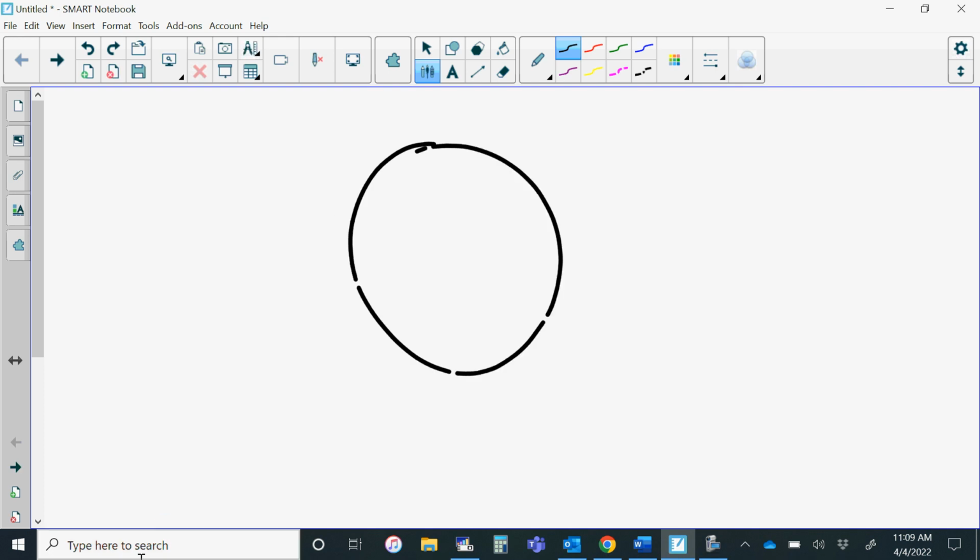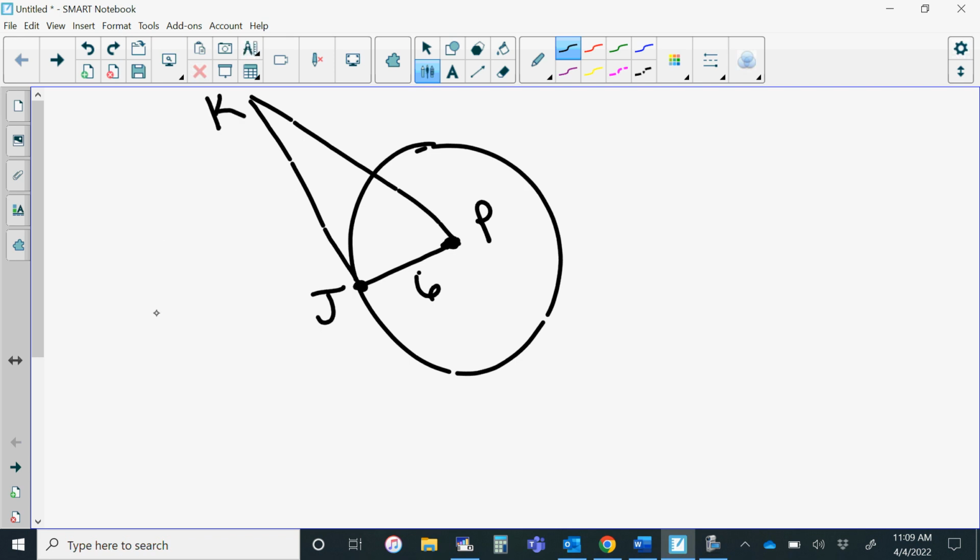So here we go. We got a circle. In this circle, we know that this is 6, and we'll call this circle P. We will call this point that hits out here J. We will call this K. We will call this M. If I tell you KJ, that line segment, is 9. KM, line segment, is 4.